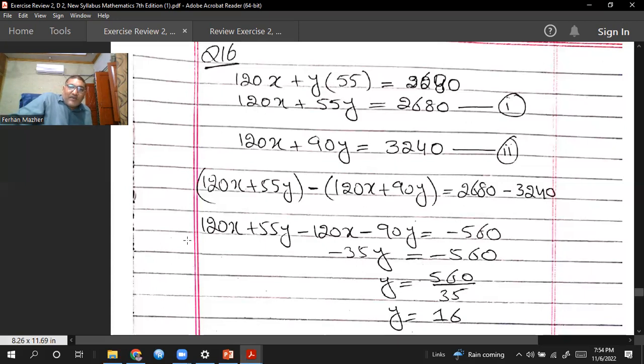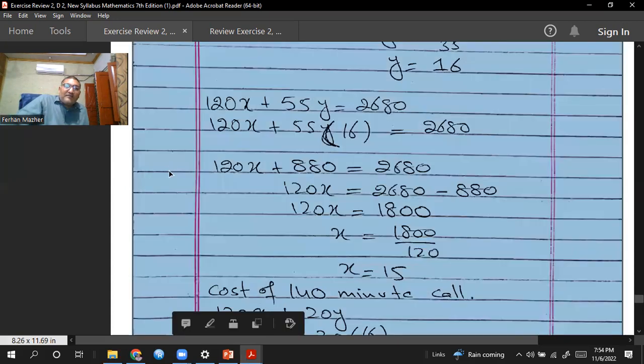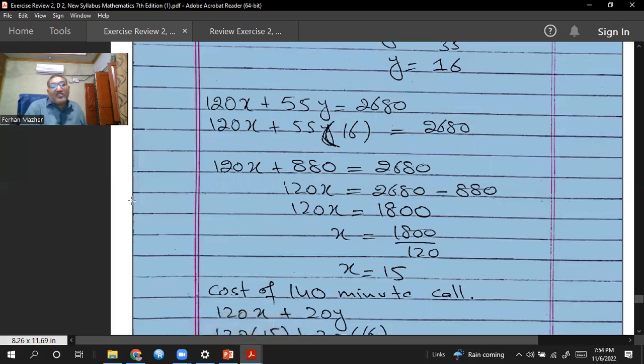I can use the first equation and substitute there, so 120X plus 55Y equals 2680. In the place of Y, I will substitute 16. So 120X plus 55 into 16 is equal to 2680. So 120X plus 880 is equal to 2680. So 120X is equal to 2680 minus 880. So 120X is equal to 1800. So X will be equal to 1800 divided by 120. So X will be equal to 15.